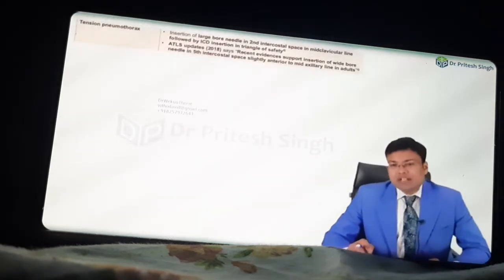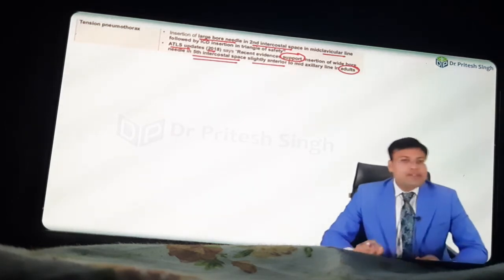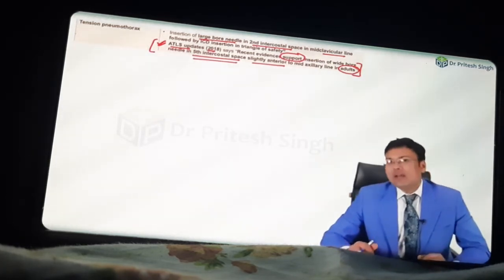Now there is one ATLS update about tension pneumothorax. Usually we place a large bore needle in the second intercostal space in the mid-clavicular line, followed by ICD insertion in the triangle of safety. But the ATLS 2018 update says recent evidence supports insertion of a wide bore needle in the fifth intercostal space, slightly anterior to the mid-axillary line in adults. So if the question specifically asks what is the ATLS 2018 update about tension pneumothorax, only then will you mark the fifth intercostal space. If it is not mentioned, you will mark the second intercostal space. This question was asked in AIIMS May 2019, and the correct answer was the second intercostal space. So you have to read the question carefully. In a child, the wide bore needle should be inserted only in the second intercostal space in the mid-clavicular line. Next is pericardial tamponade. These two questions are frequently asked.